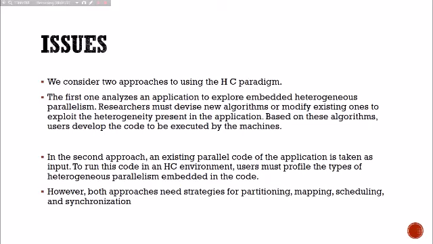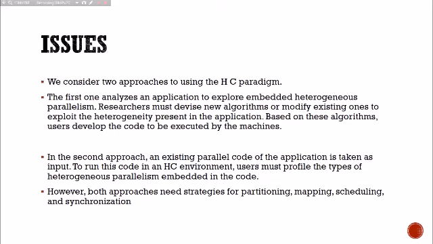Now, how do you implement this heterogeneous computing? There are actually two approaches for implementing this SC paradigm. In the first one, we analyze the application and how we can implement it using heterogeneous computing. After analyzing the application, the researchers will have to devise some new algorithms. They will have to come up with a new procedure for how they can implement this application on the SC computing style.